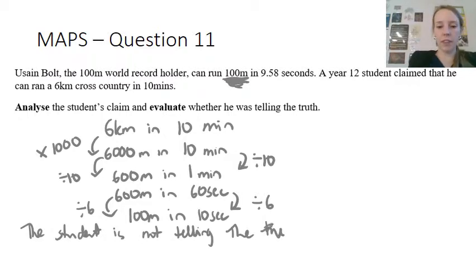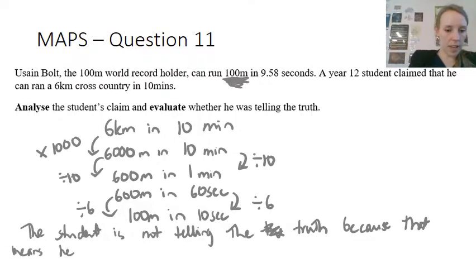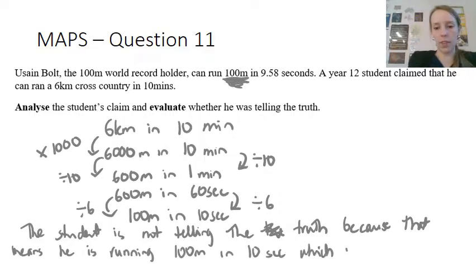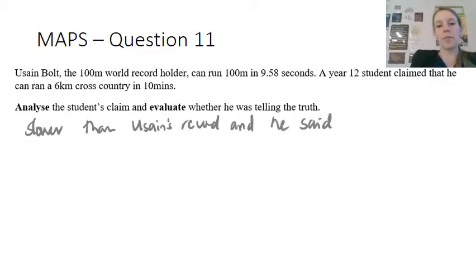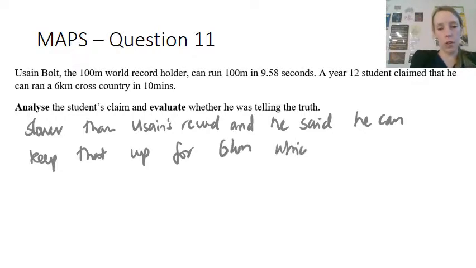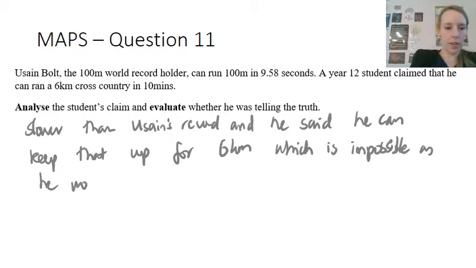Now, when you're evaluating, you actually have to give some reasons why. So he's not telling the truth because that means he is running 100 metres in 10 seconds, which is only 0.42 seconds slower than Usain's record, and he said he can keep that up for 6 kilometres, which is impossible as he'd get tired. There we go. So that would be my answer there.